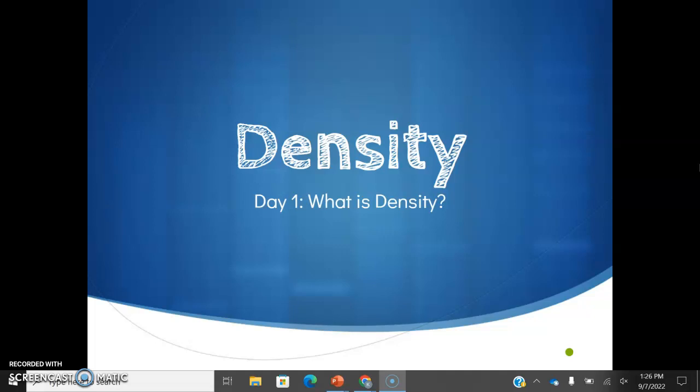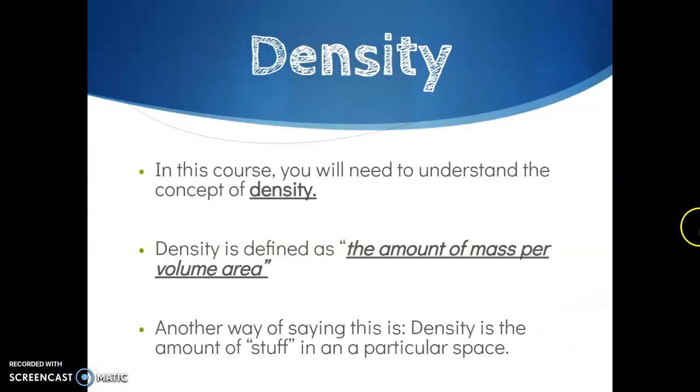Now we're going to spend 2 days on density. Today we're just going to define it and learn what it is, and then tomorrow I'm going to teach you guys how to calculate density. So not doing any math today. Today we're just learning what it is, and then tomorrow we'll jump into those calculations. So today's pretty short, sweet, and to the point. So without further ado, let's go ahead and jump on in.